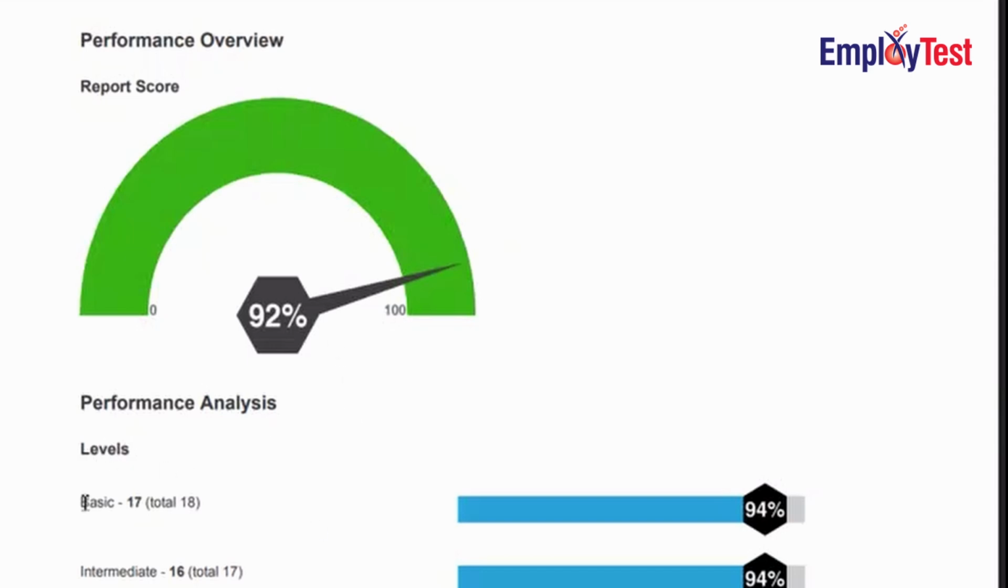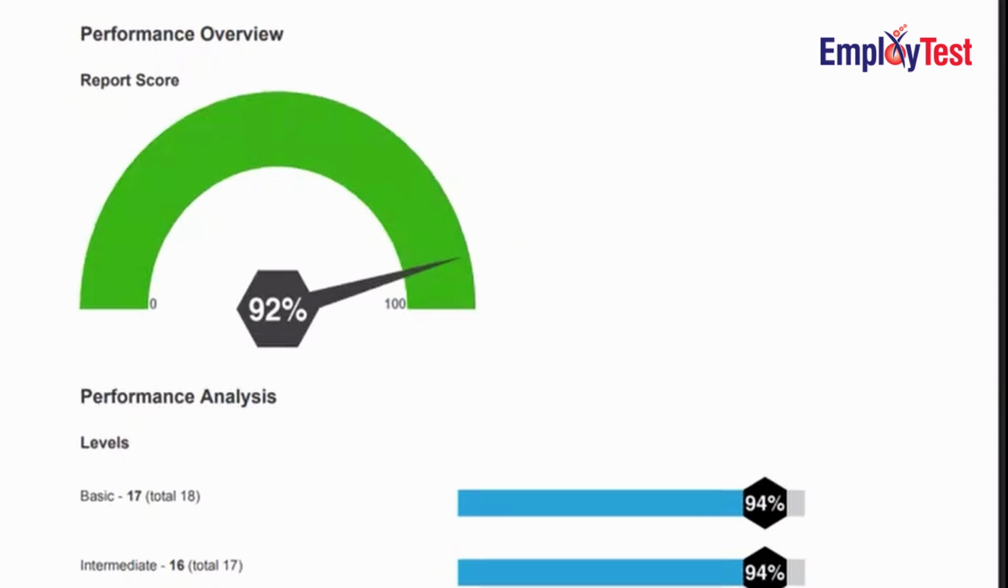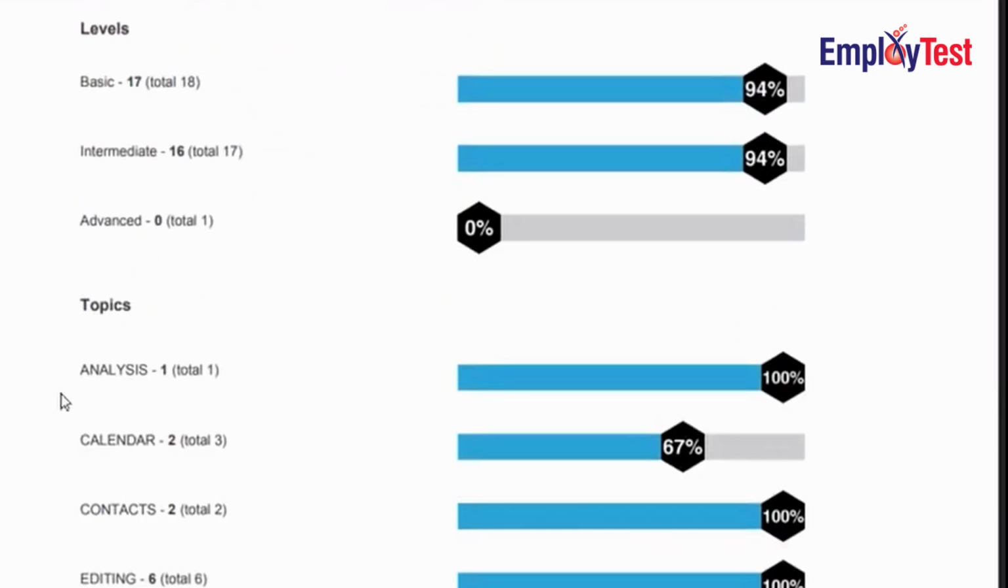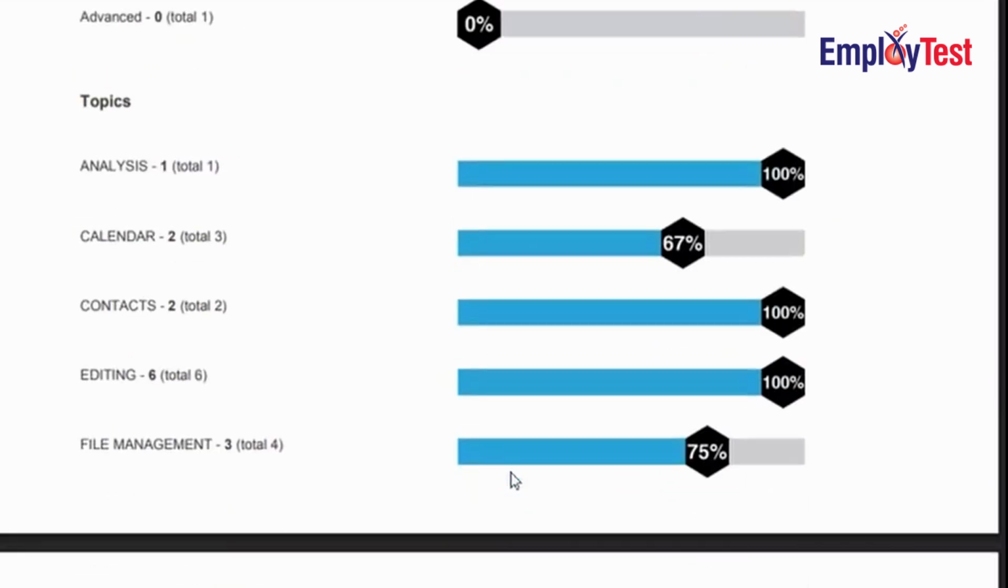It breaks it down by basic level, intermediate level, and advanced level questions with a score for each: 94, 94, and 0 on the advanced because they missed that one. And then it breaks it down by topic. So there are 3 calendar questions on this one, and they answered 2 out of 3 of them correct. It works the same for the other topics.